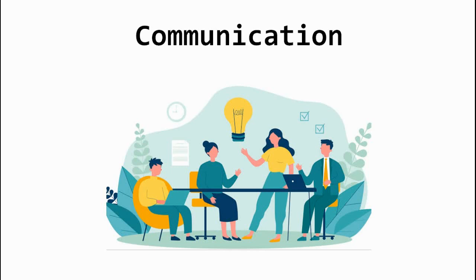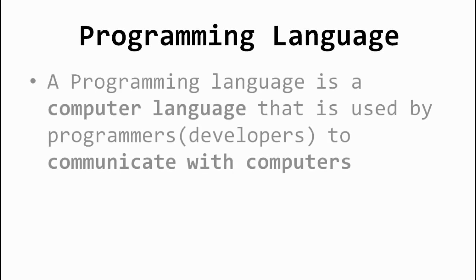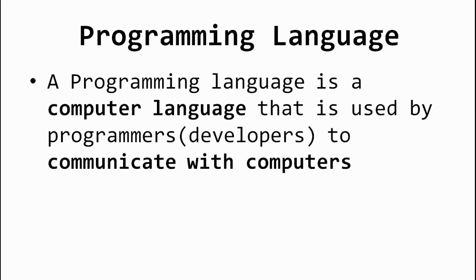This is communication. So in the case of a programming language, what is its use? A programming language is used for communicating with the computer, for human and computer interaction. A programming language is a computer language that is used by programmers or developers to communicate with computers. This is a simple definition. Who communicates with computers? The programmer.